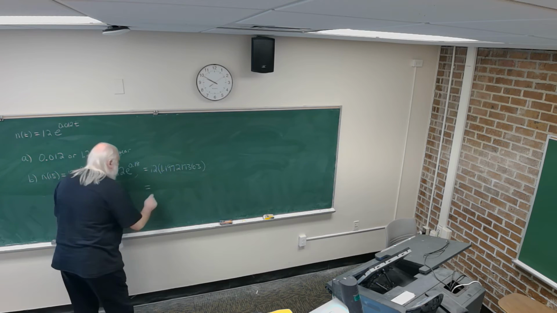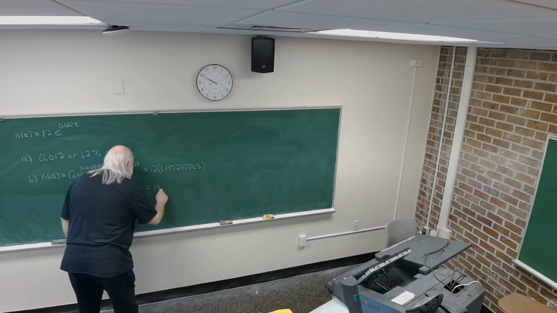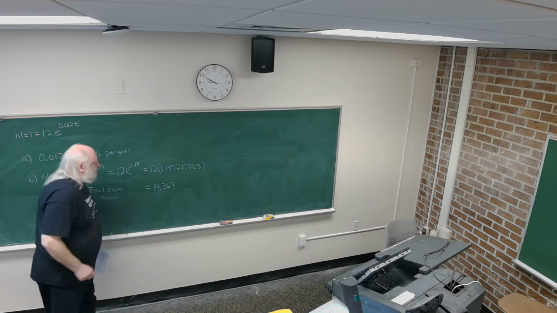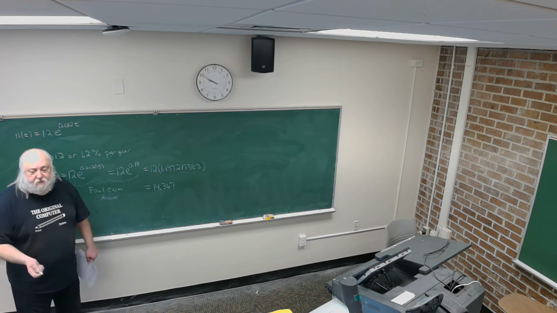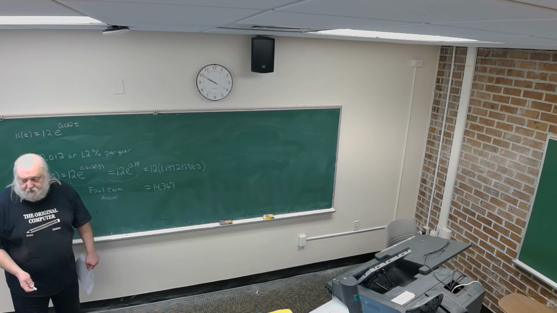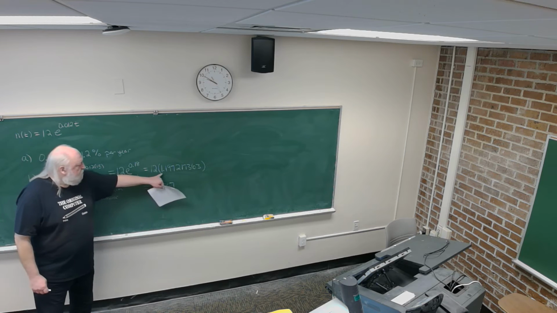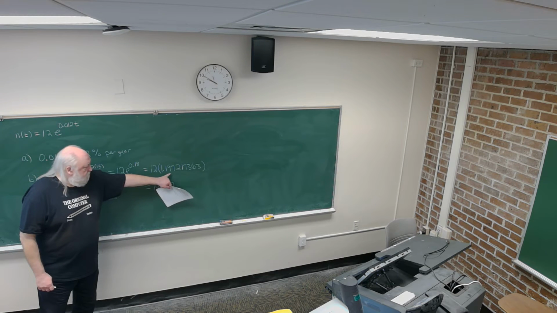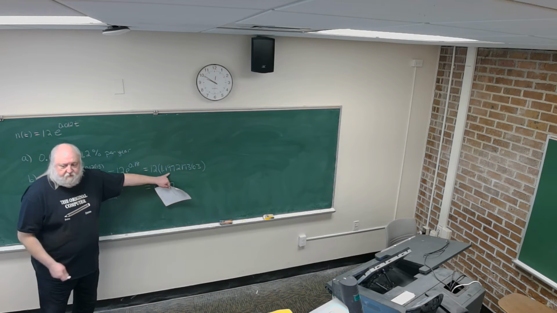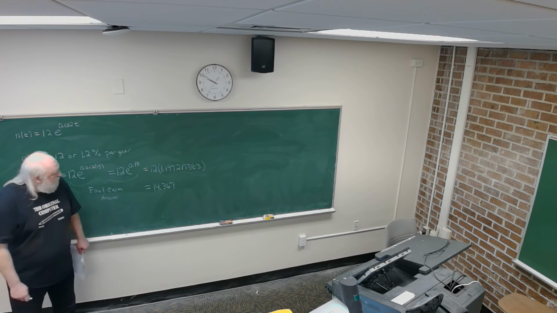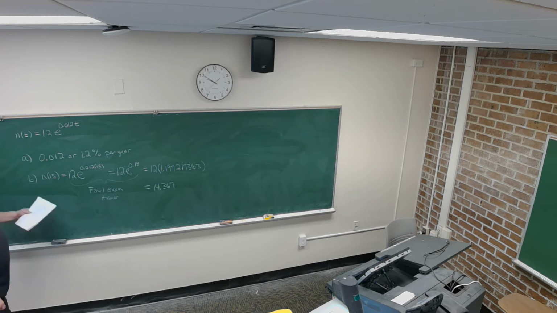And when you multiply that number by 12, you get 14.367 to 3 decimal places. Now WebAssign will tell you how many decimal places to give your answer. So when you're doing the calculations on your calculator, do the calculations in several decimal places. Just leave the number in the display until your final answer. And so, how many fish after 15 years?